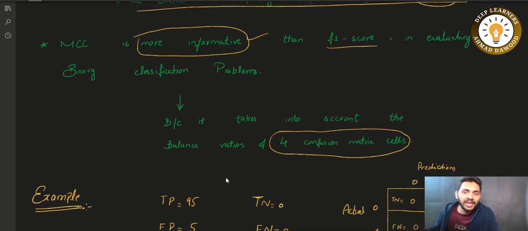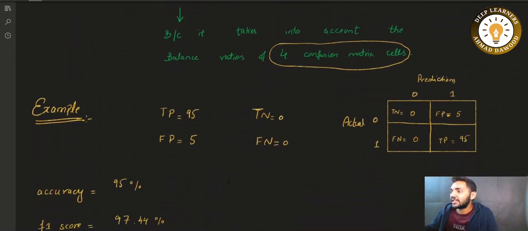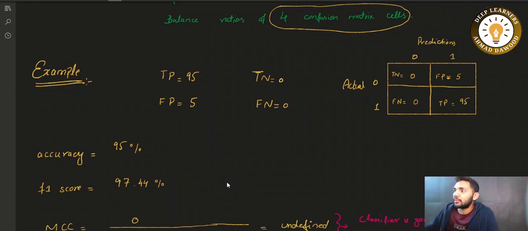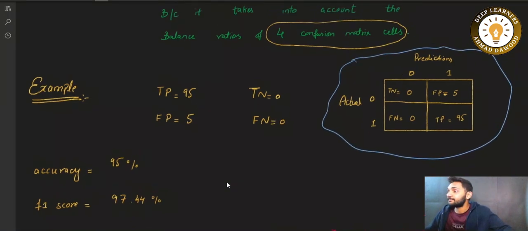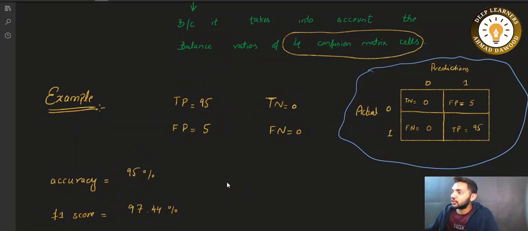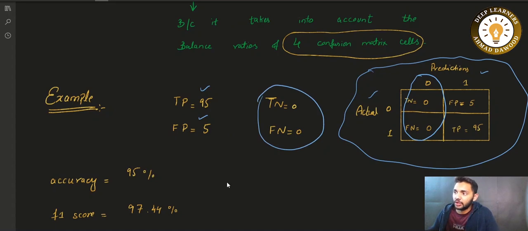Now we will discuss one example and compare MCC with the F1 score. Let's say you have a confusion matrix like this, with actual values on this side and prediction values on this side. You have 5 false positives and 95 true positives, and there are zero predictions regarding the negative class. Both true negatives and false negatives are zero here. When you calculate accuracy, it gives 95%. Accuracy is simply 95 divided by the sum of cells, which is 95 by 100.